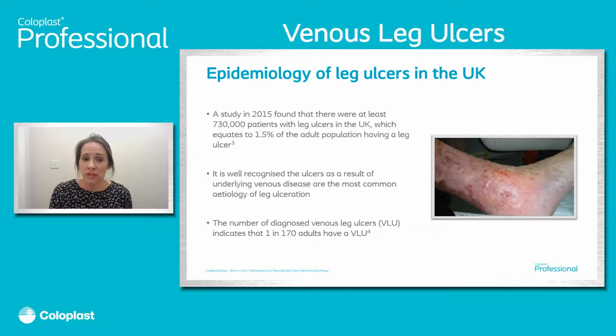So the number of diagnosed venous leg ulcers would indicate that actually 1 in 170 adults have a venous leg ulcer. So it's something that as a nurse, we're definitely likely to see at some point in our career. And I would be surprised if there's any of you watching today that haven't come across a venous leg ulcer and haven't had challenges around the management of venous leg ulcers.